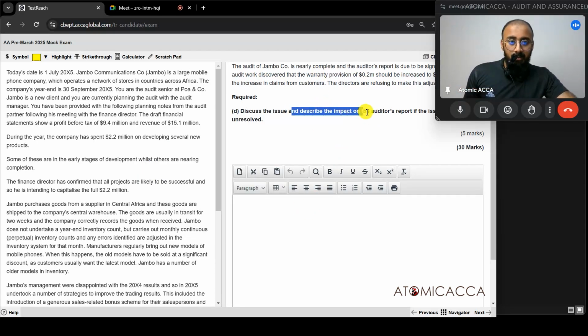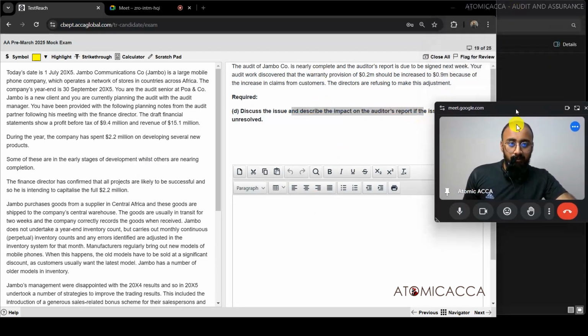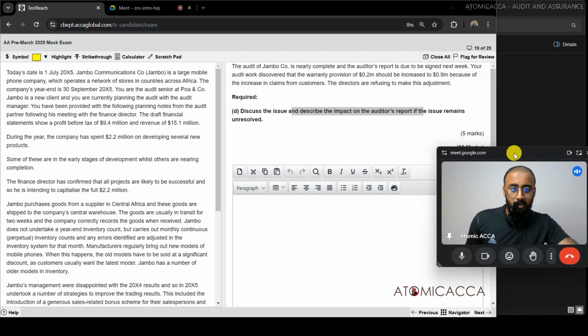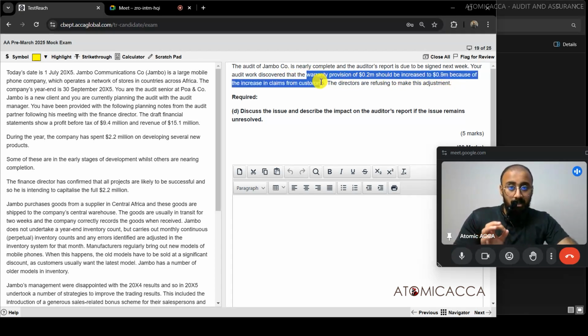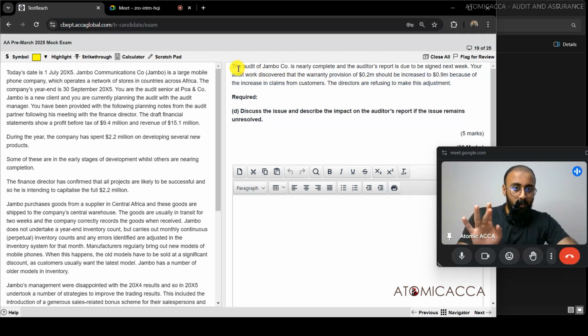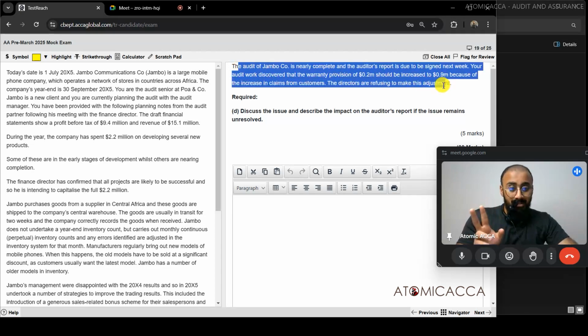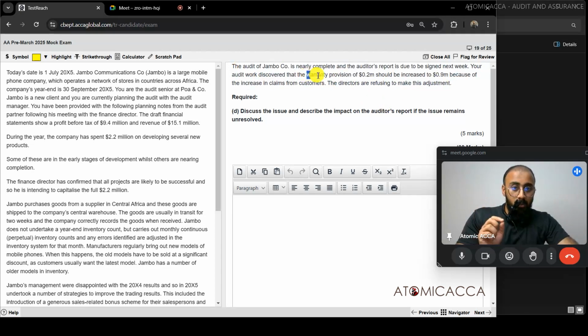Discuss the issue and describe the impact on the audit report if the issue remains unresolved. Question for 5 marks. The audit of Jambo company is nearly complete and the auditor's report is due to be signed next week. Your audit work discovered that the warranty provision of 0.2 million should be increased to 0.9 million because of the increase in claims from customers. Directors are refusing to make the adjustment. First information, we need this small paragraph to read over here. What is the next information? This is about the warranty provision.